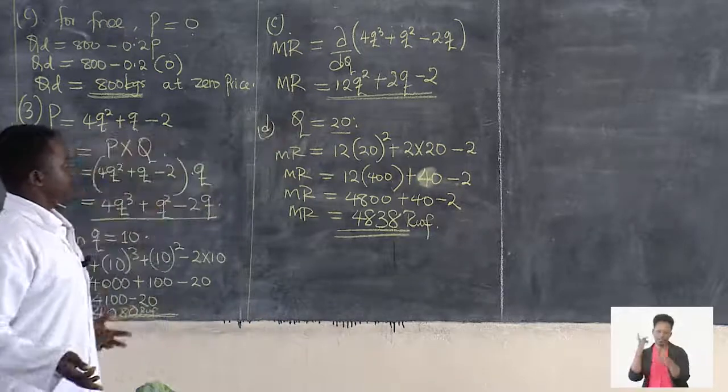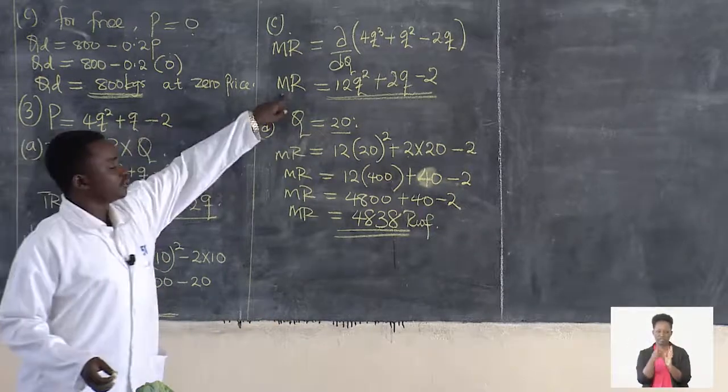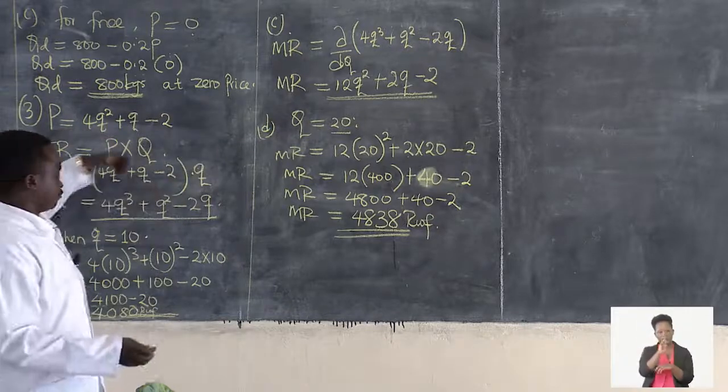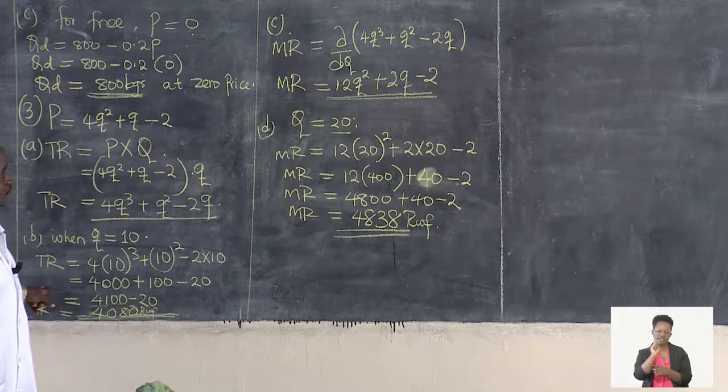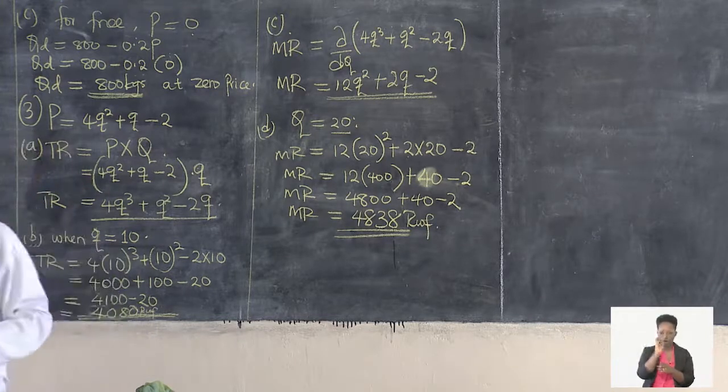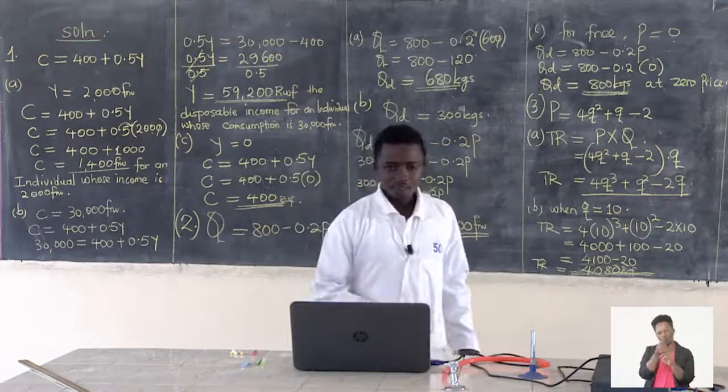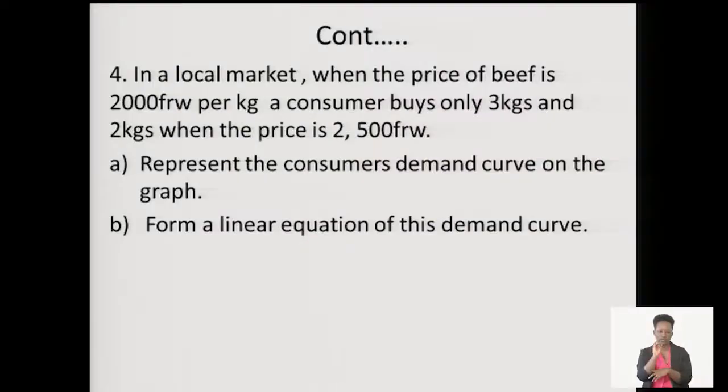So you must remember that to get marginal revenue, you differentiate, or you find the derivative of, the total revenue function. Then we can go to question 4.